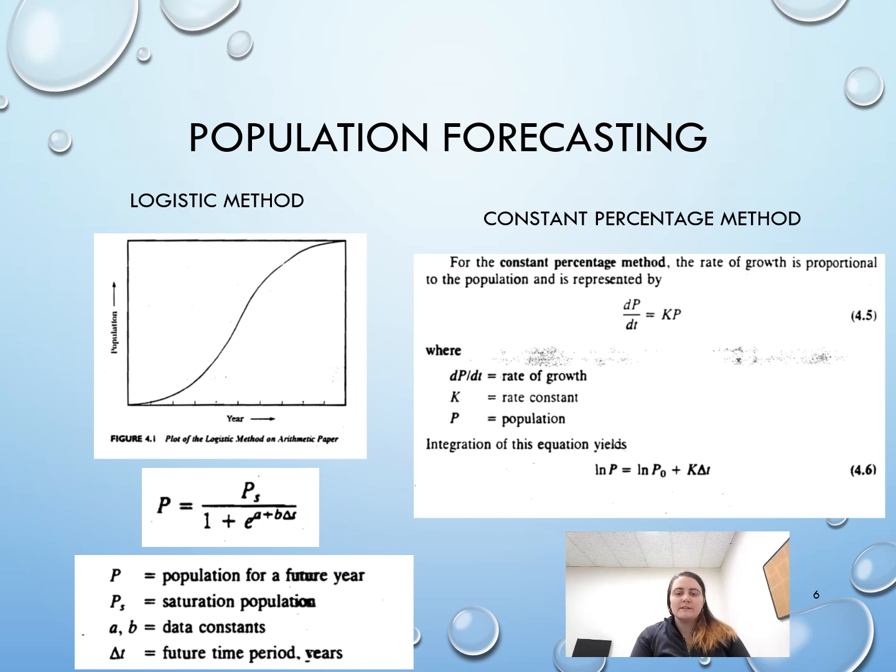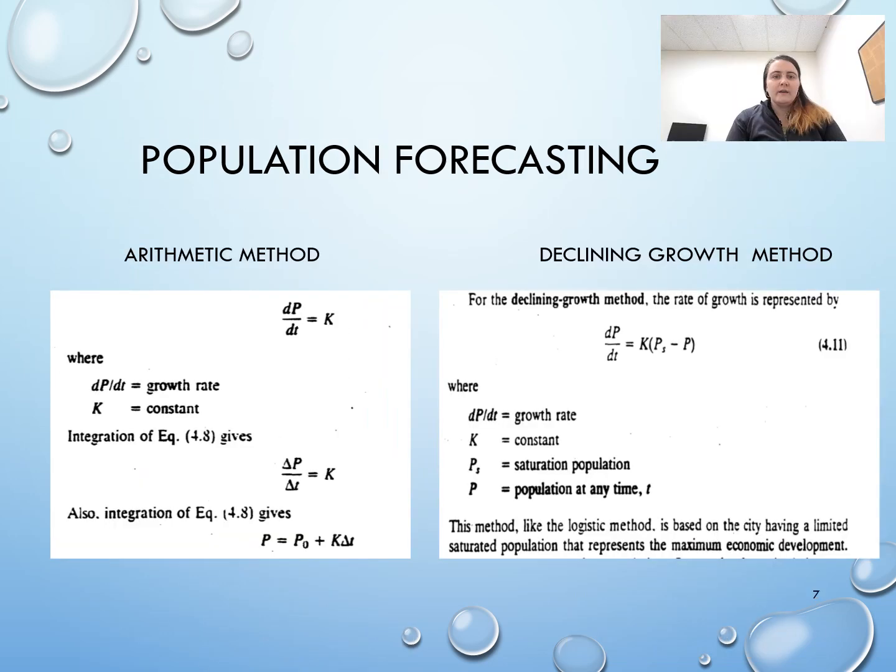You'll notice with the constant percentage method, you still have that exponential growth. There's still logs here, but it looks kind of like a first order equation, basically, is what happens here. With the arithmetic option, it kind of looks like a zero order kinetics reaction, right? Your change in population over time is related to a constant.